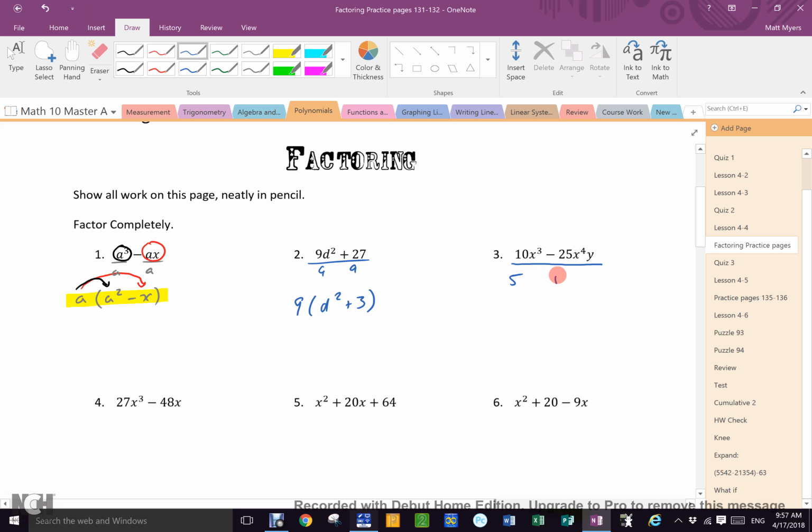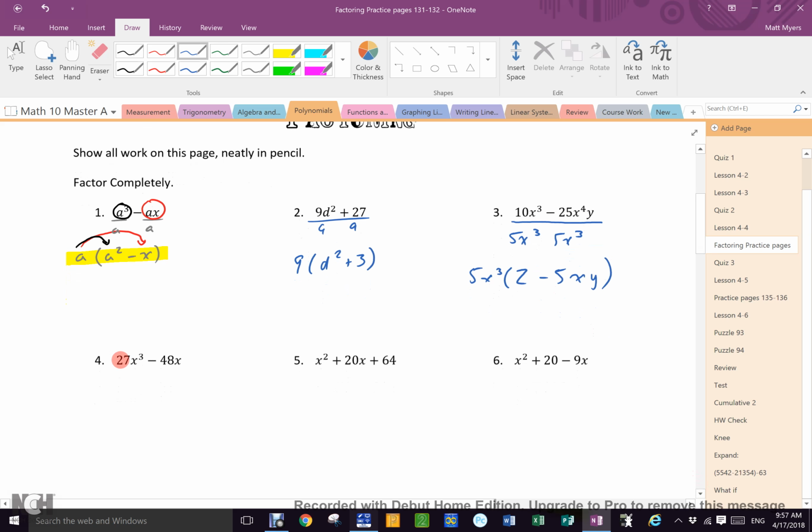Five, because 5 goes into both, and X. How many X's can I get out of here? 3. How many out of here? 4. So what's the most I can get out? 3. That goes to the front. Then I do my answers. 2. 25 divided by 5 is negative 5. X to the 4th, X to the 3rd is X, Y. Good?